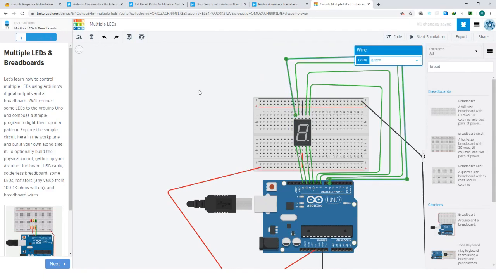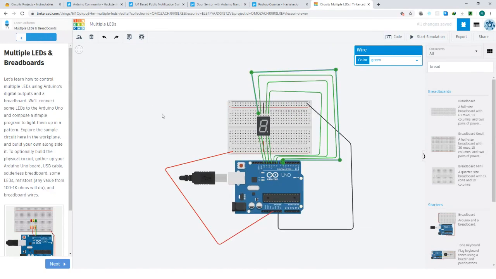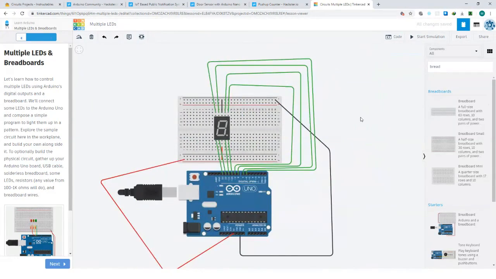So all the pins are now connected. All the pins are now connected, as you can see. So we are good to go. What we want to do next is to code. Now that we have connected it, we will want to code.